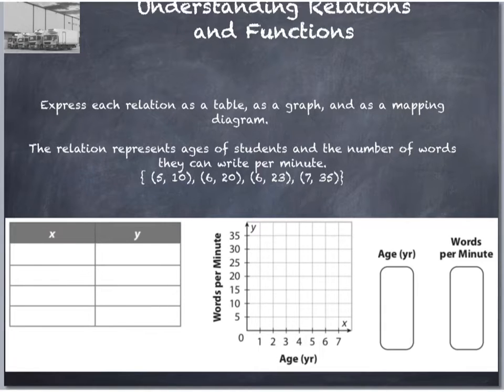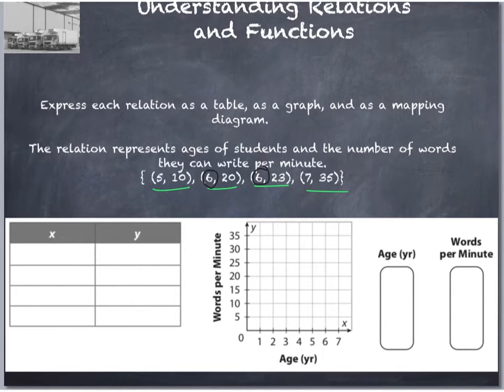Remember, a relation is just a set of ordered pairs, okay? And we do have a set of ordered pairs. We have 5, 10, 6, 20, 6, 23, and 7, 35, okay? Pause the video, go back to the definition of a function, and before we even start graphing all of these and putting these on a table, I want you to try to figure out whether this would be a function or not.